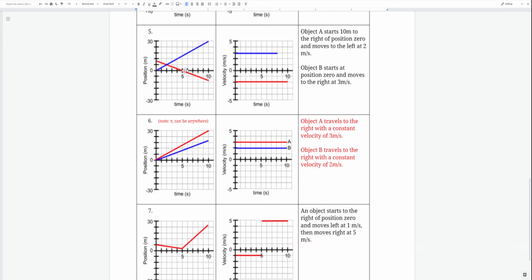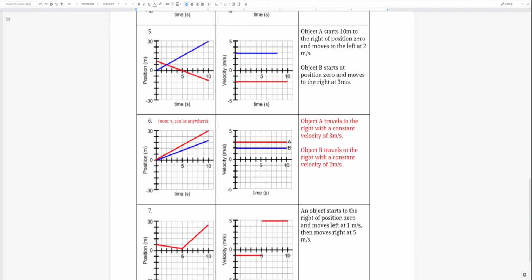One part we know for sure here is that it crosses our axis here, so it gets to position 0 5 seconds later. Because if it starts at 10 and it goes at 2 meters per second, sorry, if it starts at 10 and goes 2 meters every second, 5 seconds later, it gets to 0.